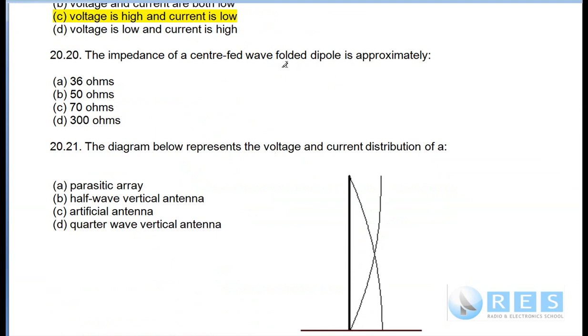20.20, the impedance of a center-fed folded dipole. A folded dipole is 300 ohms. A folded dipole is two dipoles very closely together. Only one of them is connected to the feeder, and the ends of the dipole are connected together. The two dipoles may only be a few centimeters apart, joined at the ends, and one of the dipoles is fed with the transmission line feeder. When you do that, you raise the feed point impedance from 70 ohms to 300 ohms. So you really have to watch for this word folded, because that's a folded dipole.